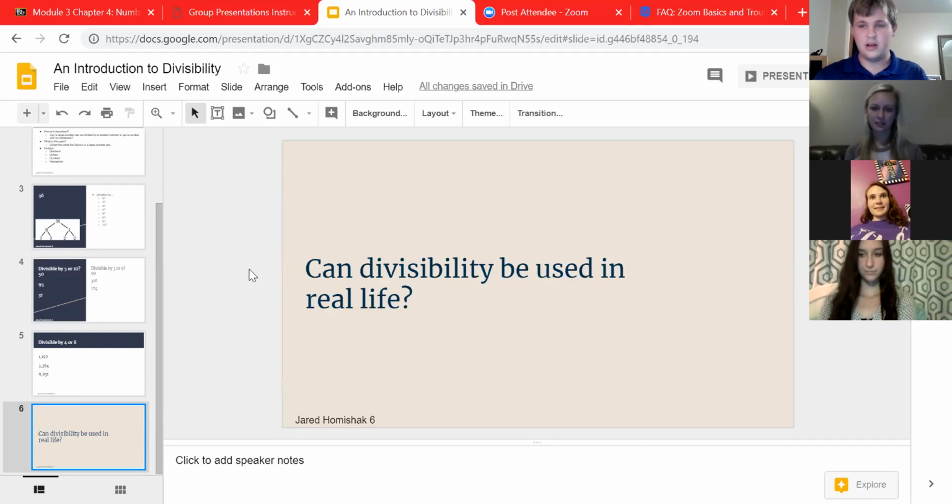With that being said, we have reached the end of our lesson. First, we introduced the term divisibility and explained exactly what it is. Afterwards, we went through some example problems to determine how it can be found, and even found a few cool tricks to use to make the process easier.